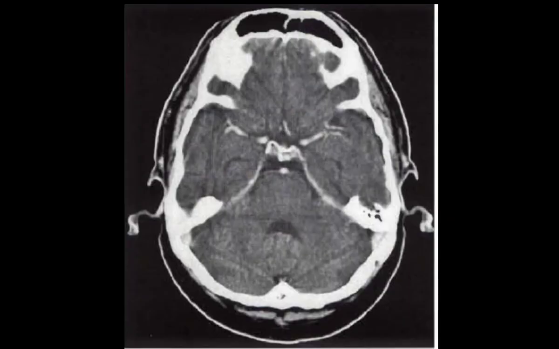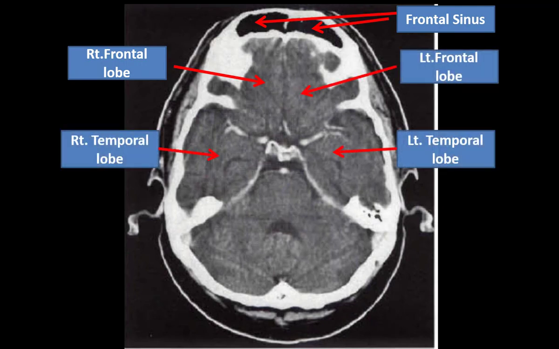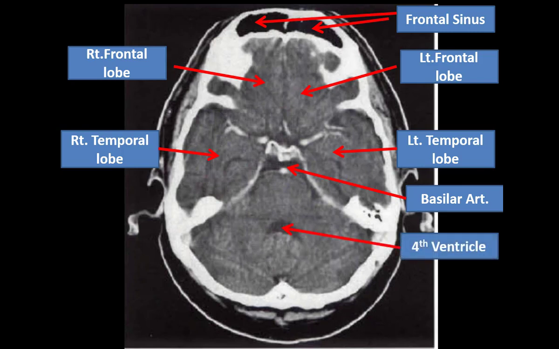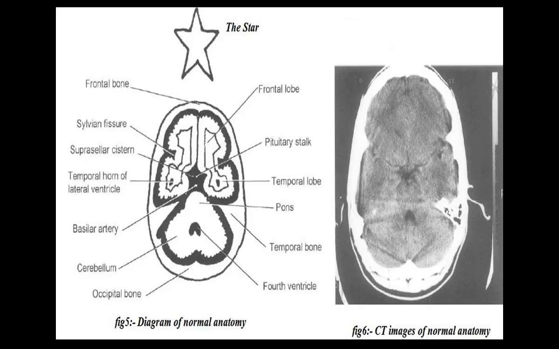As we go further up, we start seeing frontal sinuses. The frontal lobes are already there. You see temporal lobes. Now this is the suprasellar cistern, which appears as a star shape. It is not very clear here, but it is star shaped, which is the suprasellar cistern, and the basilar artery lies here. And then starts coming the 4th ventricle. And this part is pons and medulla. So you can relate it to a star. This is a star which is the suprasellar cistern, and you can see the 4th ventricle here. So a section above, you start seeing this cistern and the 4th ventricle.